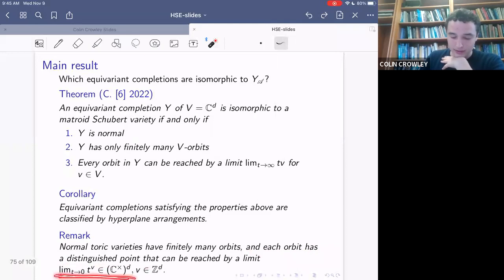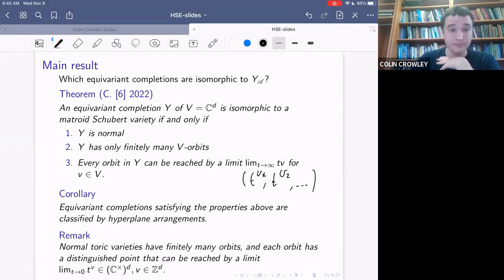The limit as t goes to 0 of t to the v, where v is some integer vector, and t to the v is like (t to the v1, t to the v2, and so on). Okay, so these are the one-dimensional subgroups of the torus. One-dimensional subgroups of a vector group are just spans of vectors. So this is how I see this condition as an additive analog of this one-parameter subgroup property of toric varieties. Okay.